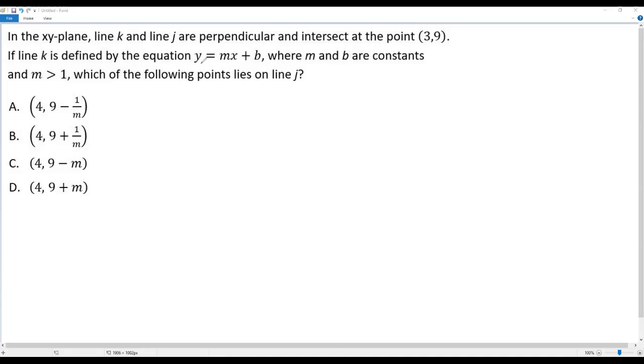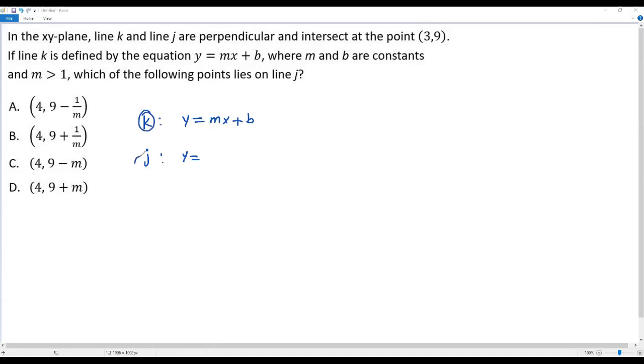Here we have the equation of line K, that is y equals mx plus b. Let me write the stuff over here. So the equation of line K is y equals mx plus b. And also the information says line K and line J are perpendicular. Then we can write the equation of line J. So that is y equals, since line K and line J are perpendicular, we will be using the slope of line K to write the slope of line J.